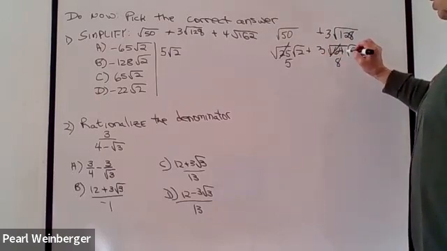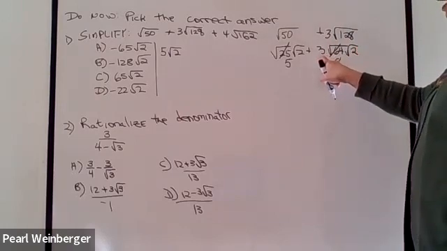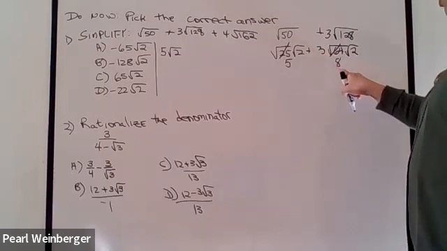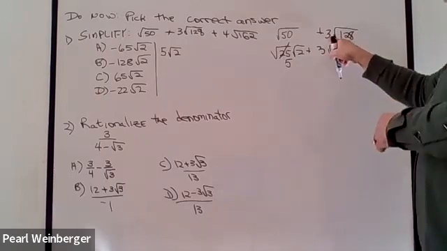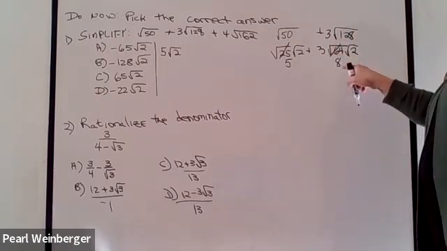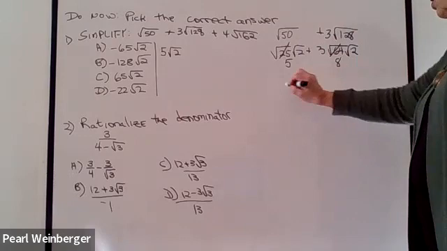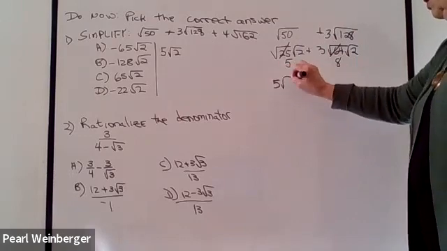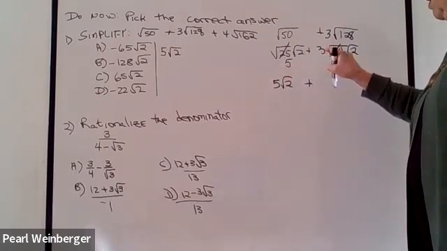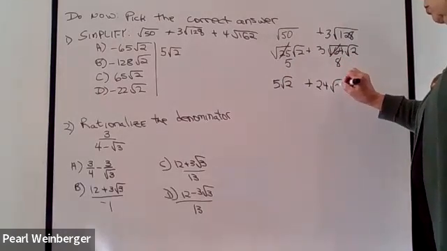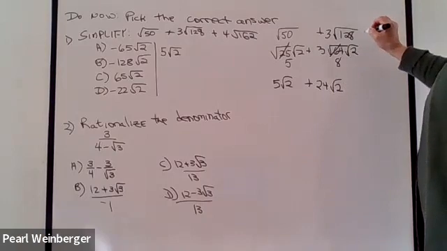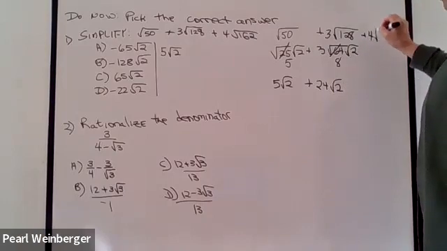But since there was this 3 outside in the beginning, remember, we're going to multiply these two together. There's no sign in between these two, which means the operation is multiplication. So this is going to become 3 times 8, 24 radical 2. The last thing we have is 4 times the square root of 162.